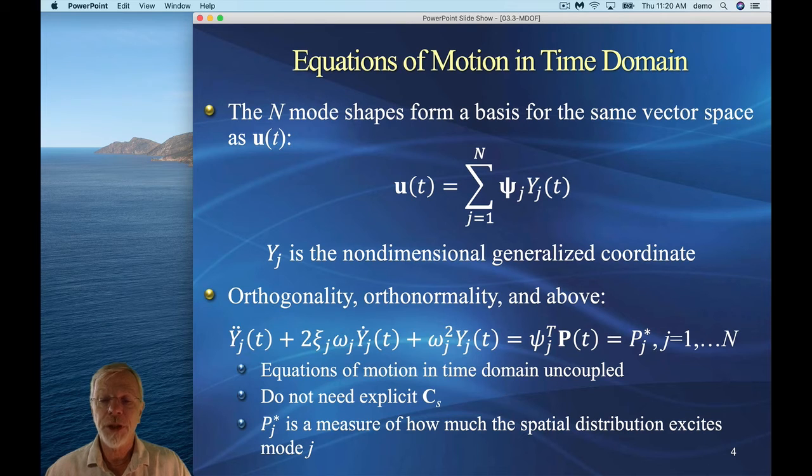Now let's look at Pj star. Pj star is psi j transpose times P. Now, this is a reflection of how much the structure responds to the spatial distribution of the loading P of t. So if a mode shape doesn't respond very much to a specific spatial distribution of the load, then Pj star is going to be small, and it could be even 0. And if Pj star excites a particular mode substantially, then Pj star will be larger.